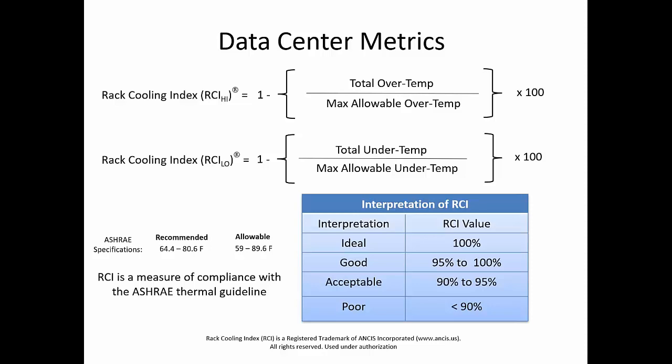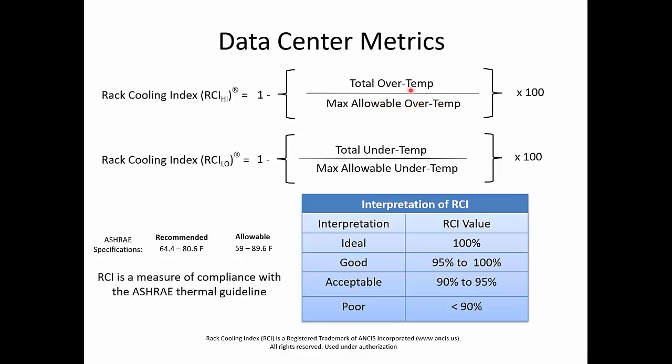This one is a little more subtle. This is RCI high and low. This really is how many hotspots are there in the data center? So this is specific to the ASHRAE thermal guidelines. It's really a compliance metric. And we also have a compliance plot that I'm going to show you in CoolSim that does the same thing as this, but it does it visually. This is numeric. Of all of the temperature situations, the total over temperature situations, how many of them are there?